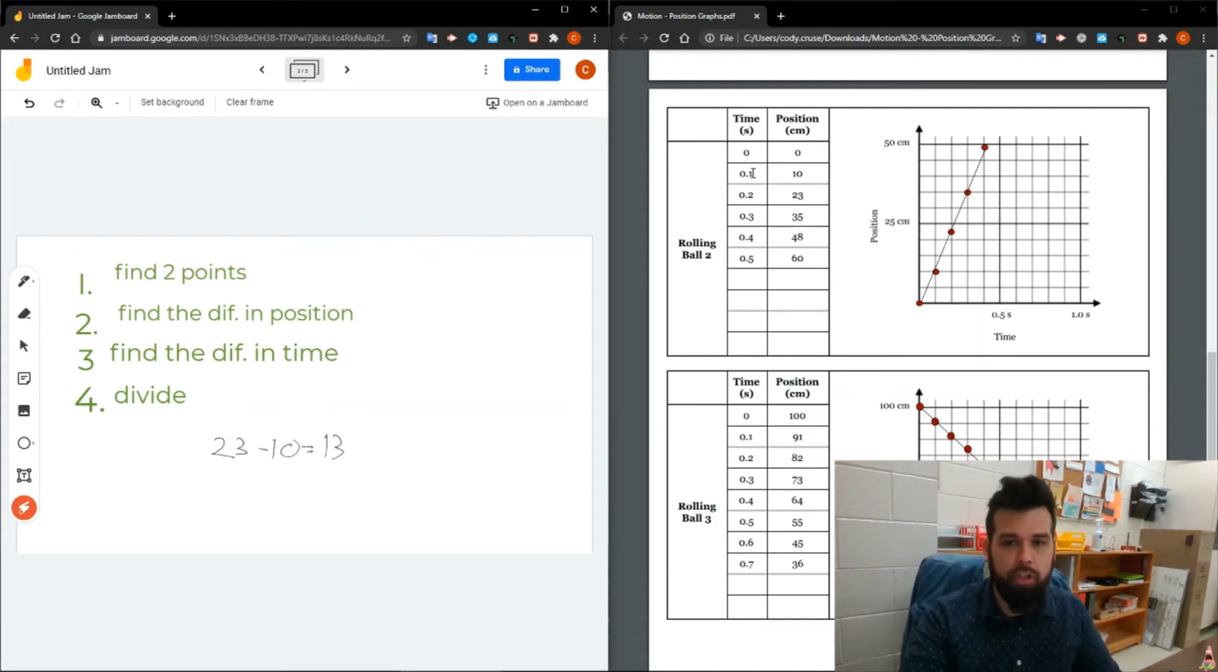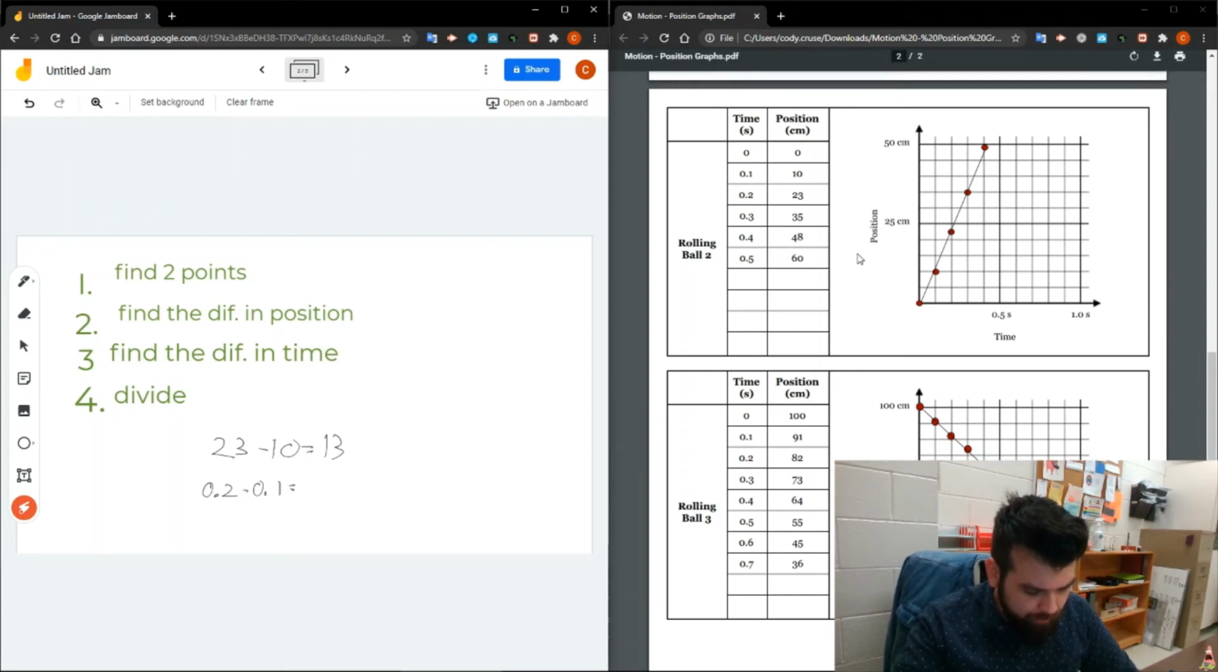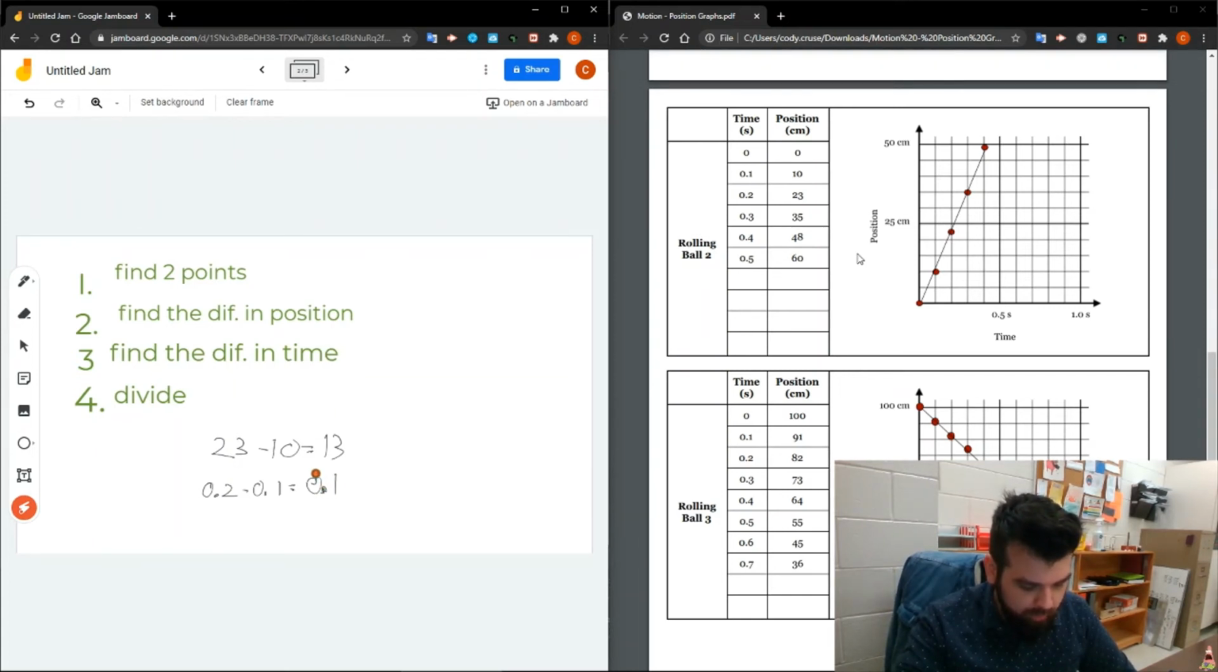They're right next to each other. So that's going to be 0.2 minus 0.1. I can tell that by looking at the graph because that's 0.1 second and that's 0.2 second, and that's where they fall on the line. And the difference between those, if I subtract them, is 0.1. That's a crazy looking 0.1, but that's what it is.